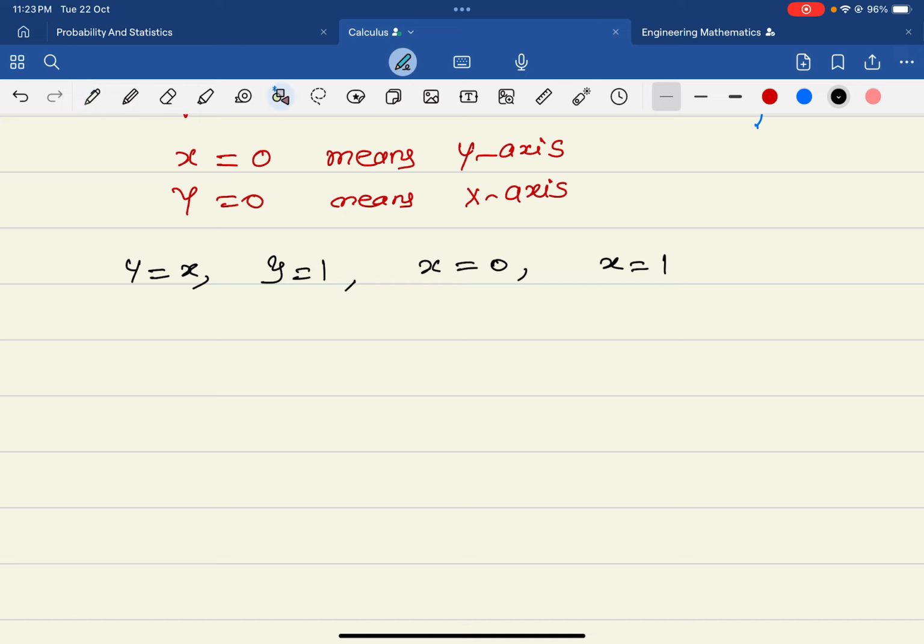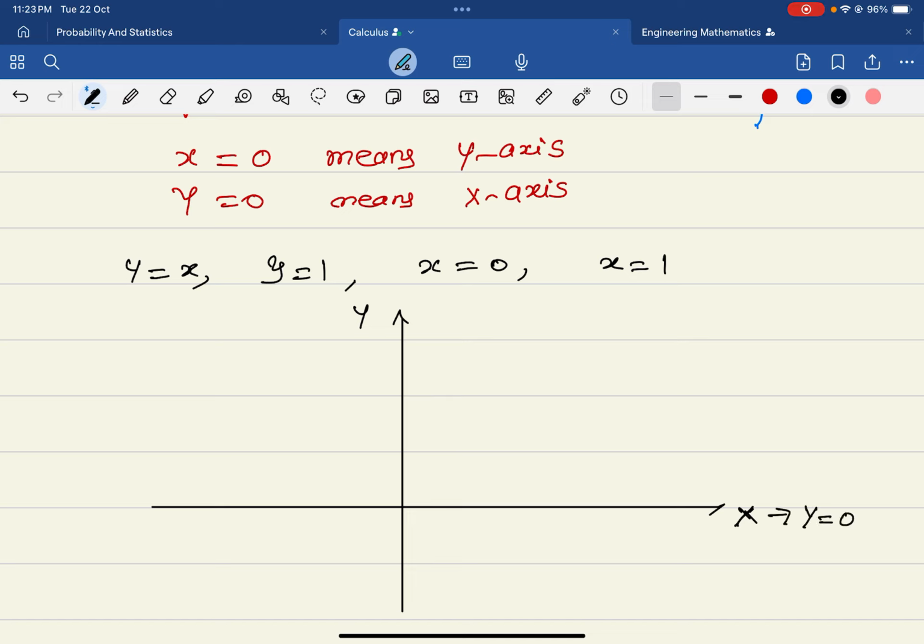So let us now draw the x-axis and the y-axis. Let us say this is x-axis and this is y-axis. As I told you, when I say x-axis, what do you mean by this? Y is equal to 0. When I say y-axis, what do you mean by this? This is x is equal to 0. Okay. Now, we need y is equal to x. There is a straight line y is equal to x. So it should pass through the origin. Correct?